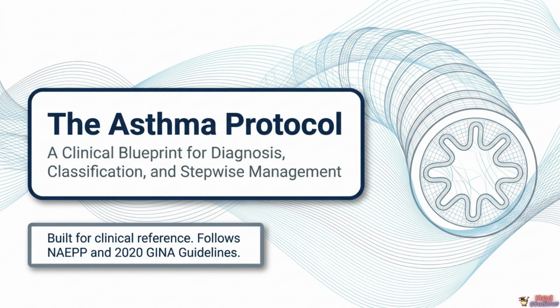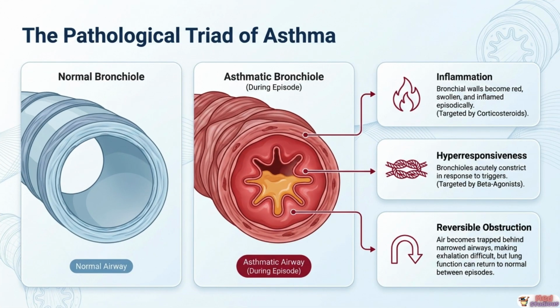Let's get into it. To truly understand asthma, you need to understand what is going wrong inside the airway at a structural level. Asthma is defined by a pathological triad, three things happening simultaneously that combine to obstruct airflow. The first is inflammation. The bronchial walls become red, swollen, and inflamed in an episodic pattern. This is the primary target of inhaled corticosteroids.